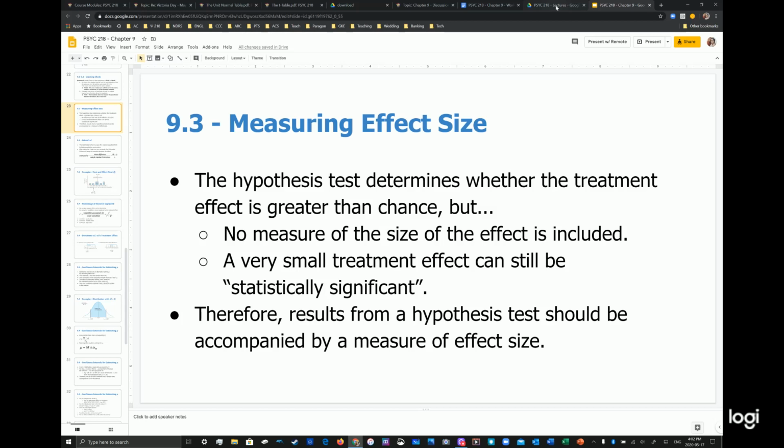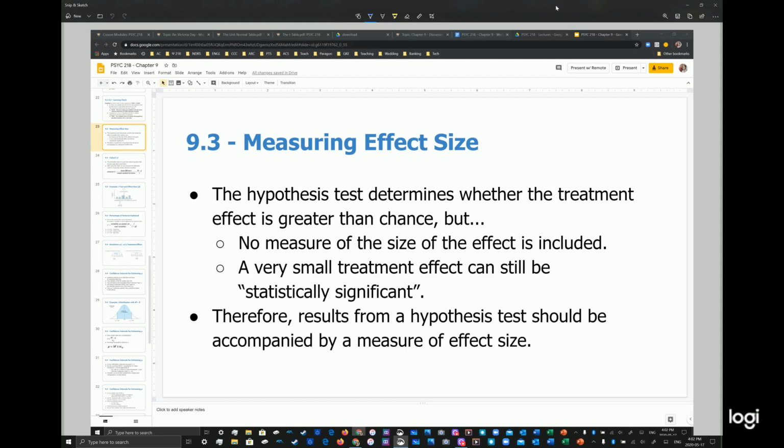As you can see here, hypothesis testing looks to see if the treatment effect is, quote-unquote, greater than chance. If the effect is extreme enough in the sampling distribution, that is the null distribution, for us to say, yeah, there is some sort of effect going on here. So that would be considered statistically significant because we're using statistical procedures to determine if the value of the sample mean in the treated sample is extreme enough.